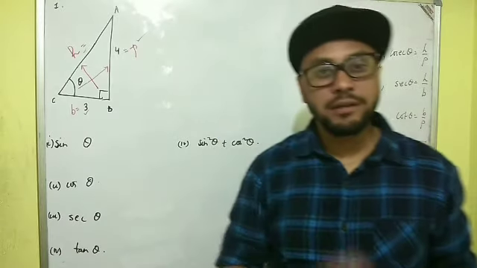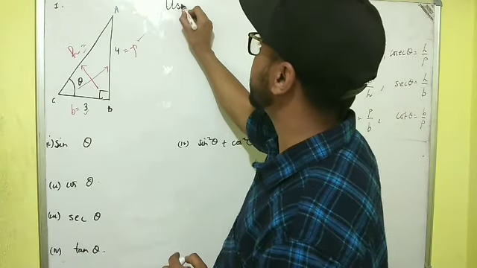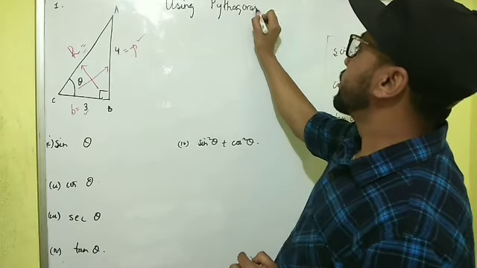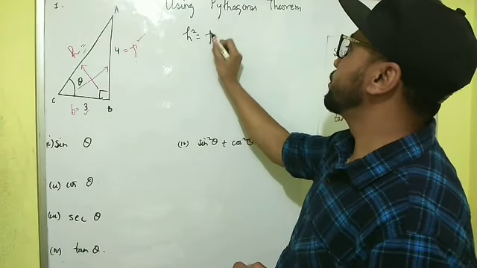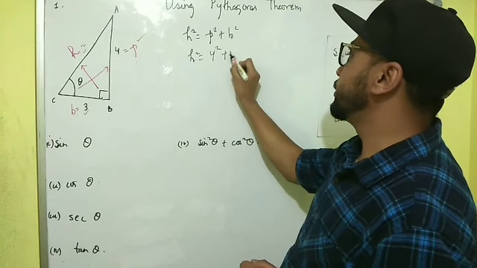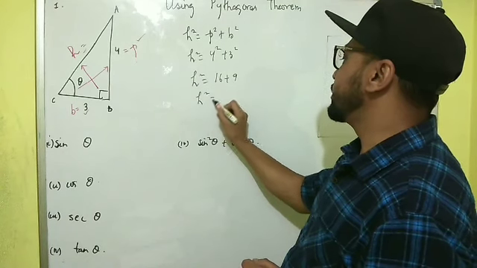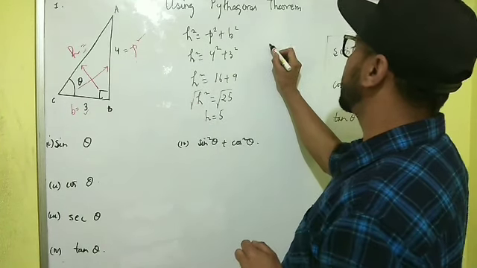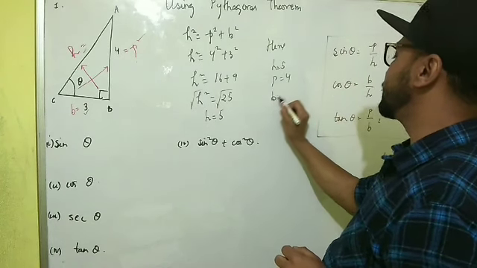Which formula do we use to find h? Yes, we use the Pythagoras theorem. So h square is equal to p square plus b square. So h square is equal to 4 square plus 3 square, which is 16 plus 9, so h square is equal to 25. If we take the square root on both sides, h is equal to 5. So here, what is given: h is equal to 5, p is equal to 4, and b is equal to 3.